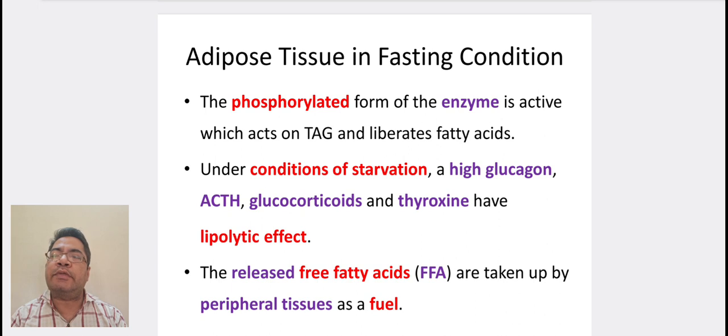Under conditions of starvation, high glucagon, ACTH, glucocorticoid, and thyroxine have lipolytic effect. The released free fatty acids are taken up by peripheral tissues as fuel.